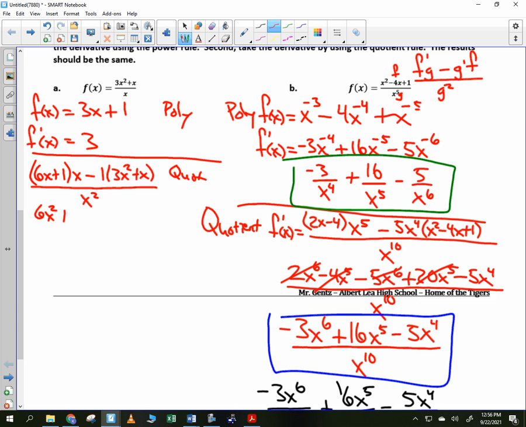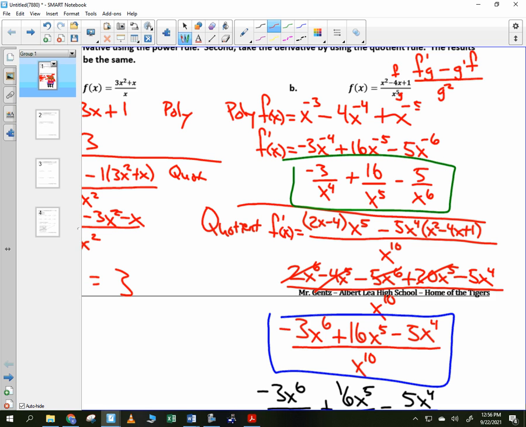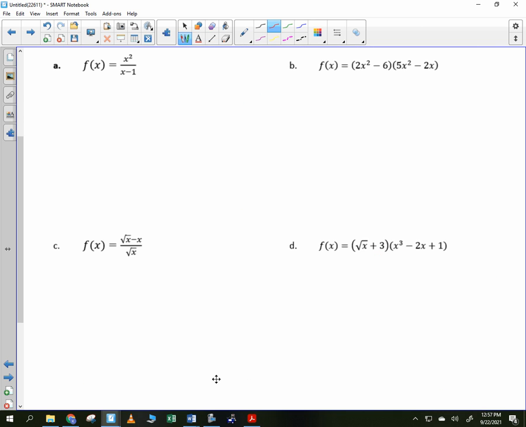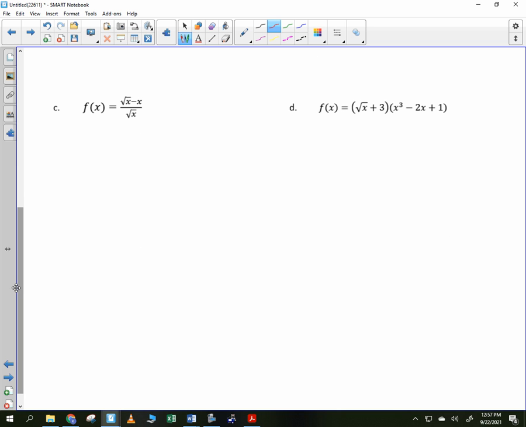6x squared plus x minus 3x squared minus x, all over x squared. 6x squared and negative 3x squared make 3x squared. X and negative x make 0. Divide that by the x squared, the x squareds go away, you get 3. So we had 2 ways of being able to come out with the derivative. All right, you guys are now ready to take the problem to a little bit different spot. Turn to your notes. Let's look at problem D. We're skipping C.